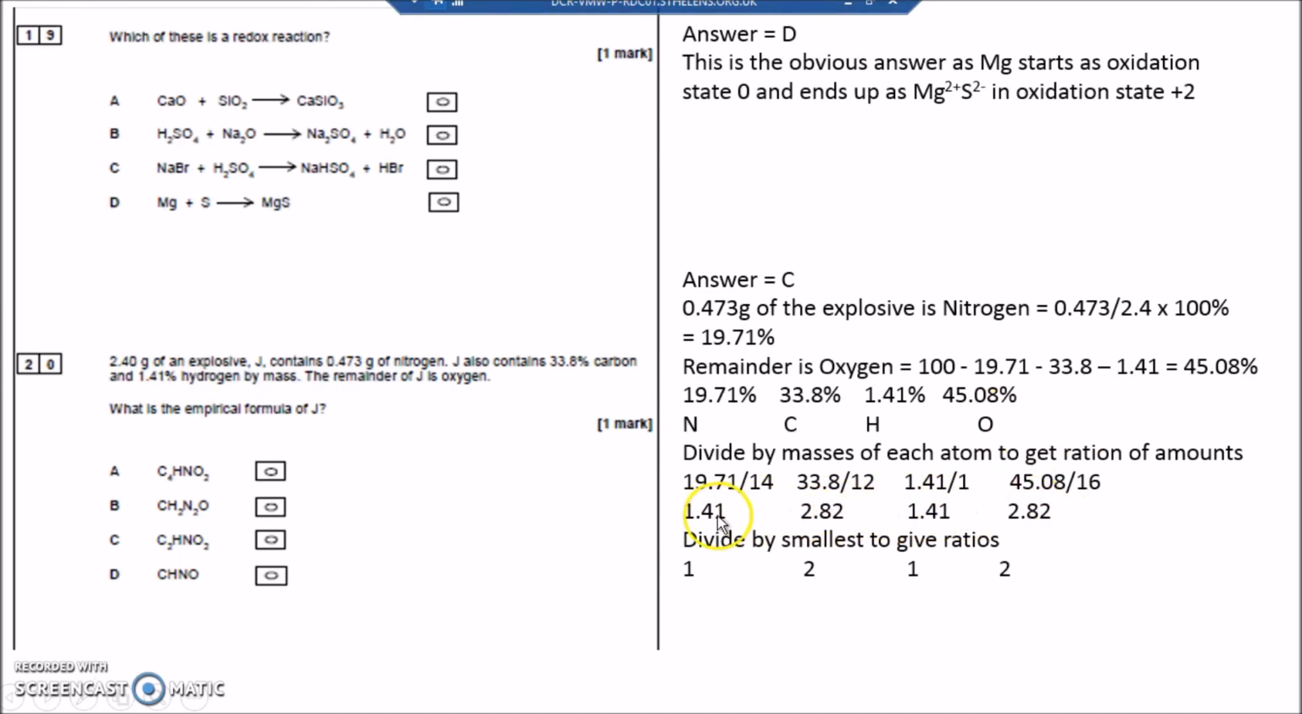To get the simplest ratio, I divide by the smallest number, so I divide all of them by 1.41. It comes out as 1 to 2 to 1 to 2. So the number of nitrogens is 1, the number of carbons is 2, the number of hydrogens is 1, and the number of oxygens is 2. The answer is C, C2H1N1O2.